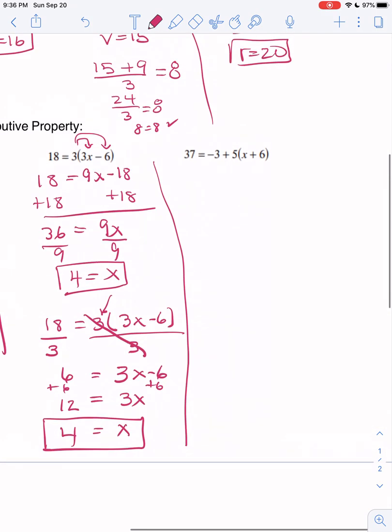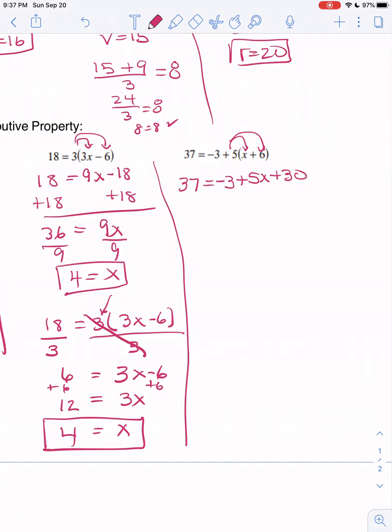So whatever you prefer to do, you're not breaking any math rules. All right, let's try the last one. For the grand finale, we're going to combine like terms and distribute. So we're first going to distribute. So I'm just going to copy the rest down. So we're distributing that positive 5. So that gives us plus 5x plus 30.